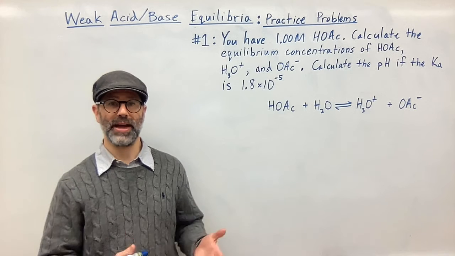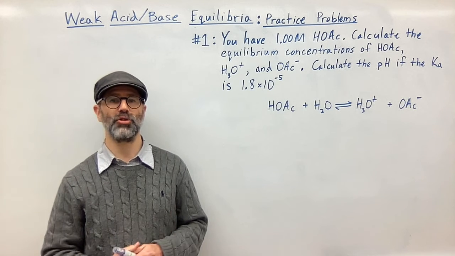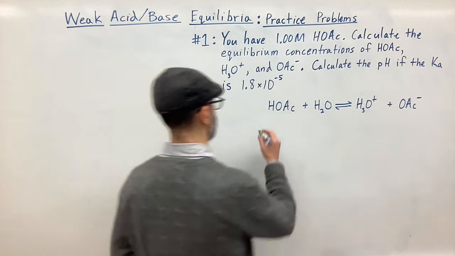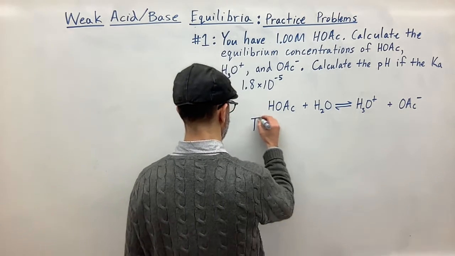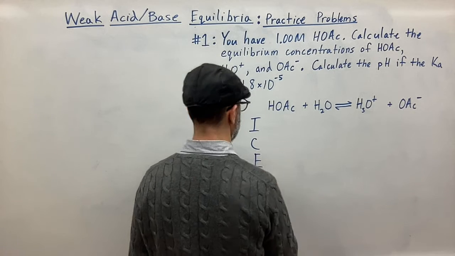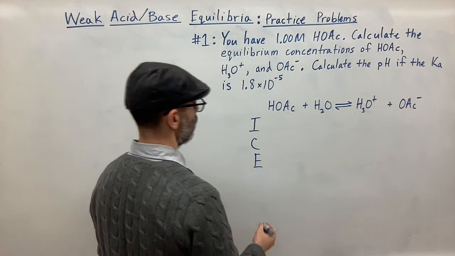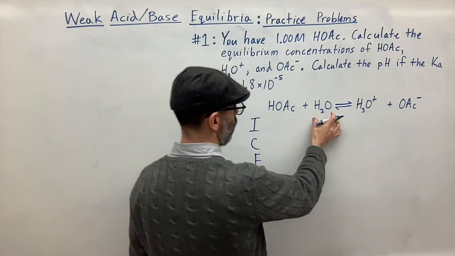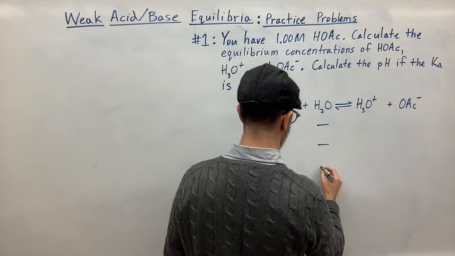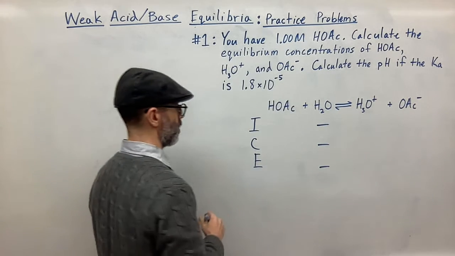So this is a weak acid, it's an equilibrium. We're going to have to do an ice table. So let's set up our ice table. So here we go. We have ICE. And with regard to water, water's liquid, so we're going to ignore the liquid. Anything in this column we're going to ignore.